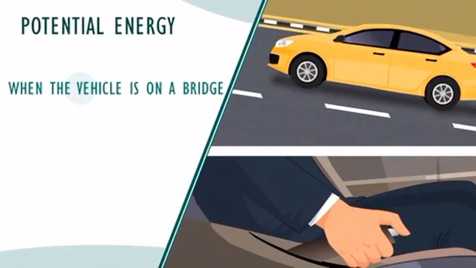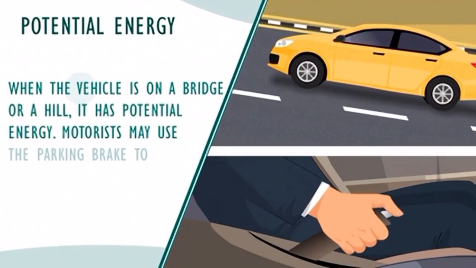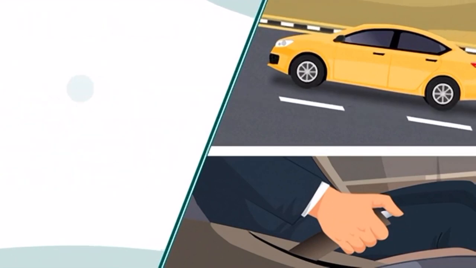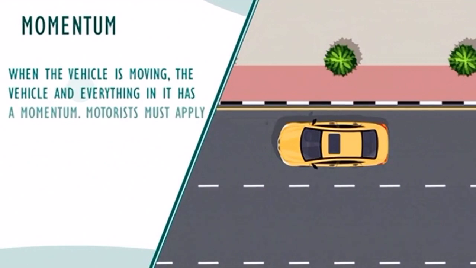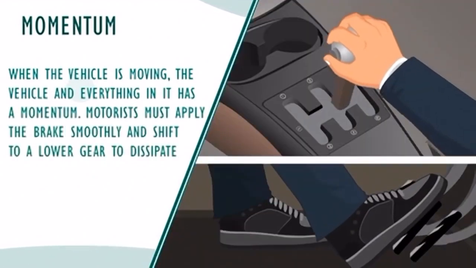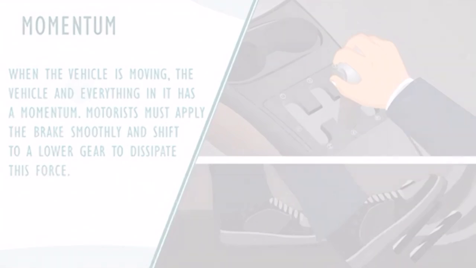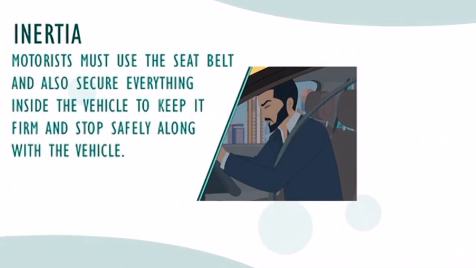When the vehicle is on a bridge or a hill, it has potential energy. Motorists may use the parking brake to maintain the energy. When the vehicle is moving, the vehicle and everything in it has a momentum. Motorists must apply the brake smoothly and shift to a lower gear to dissipate this force. When a sudden brake is applied, the inertia causes the vehicle and everything inside it to move forward. Motorists must use the seat belt and also secure everything inside the vehicle to keep it firm and stopped safely along with the vehicle.